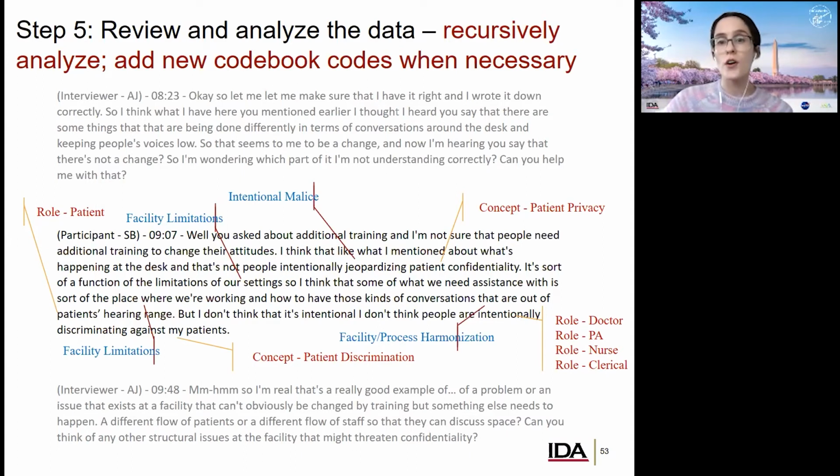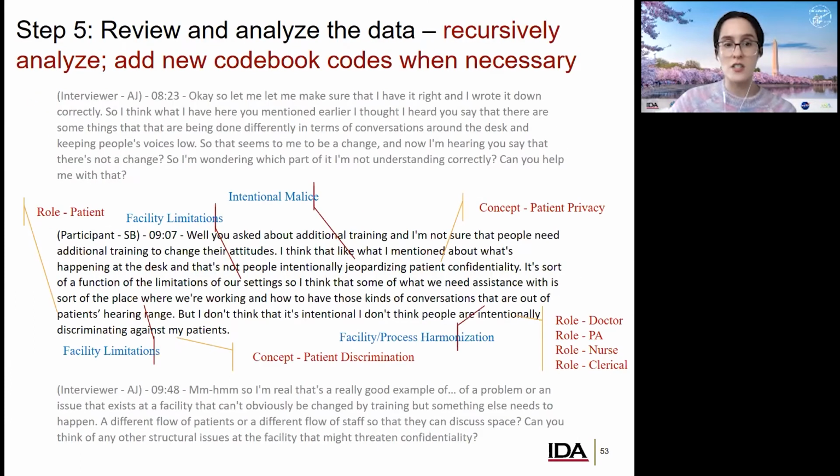So these new codes highlight new concepts that we're interested in understanding more about in our interview analysis. And we've learned of these codes as we've iterated through our coding process. So maybe these new codes are coming about because we've read through the transcripts a number of times and these themes are now emerging through our analysis. So our new codes we've identified, the ones in blue, include intentional malice, facility limitations, and facility process harmonization. So let's walk through these.